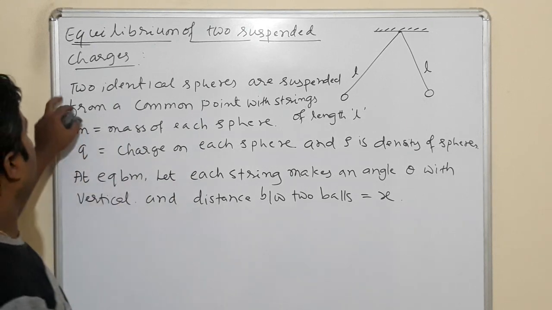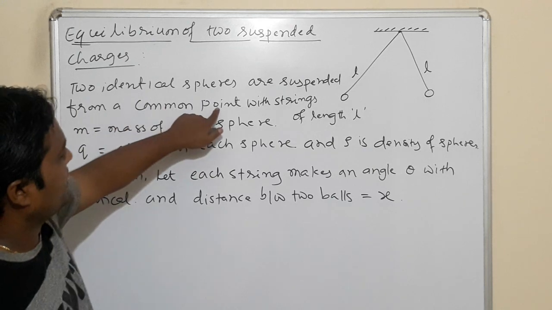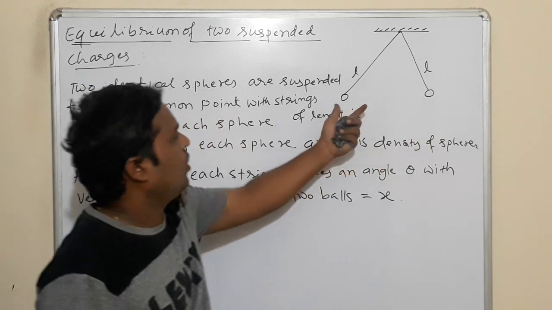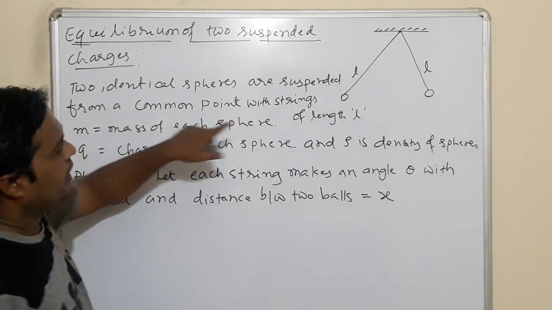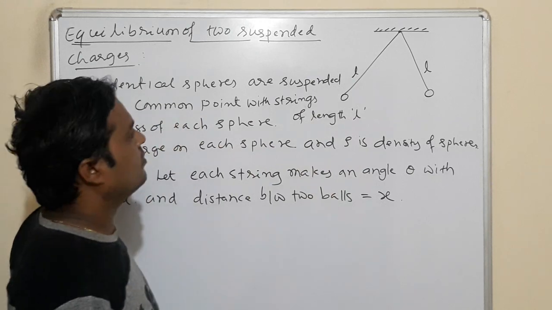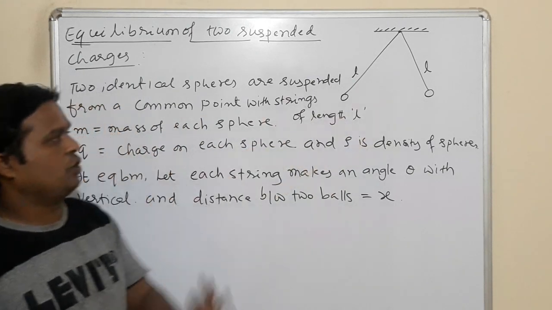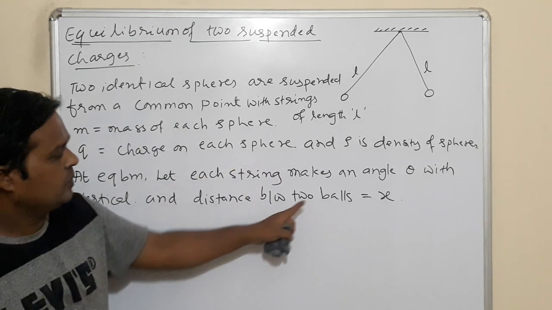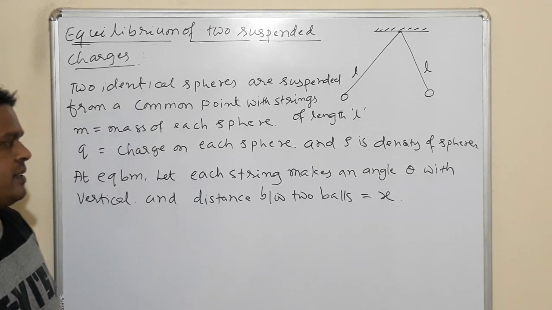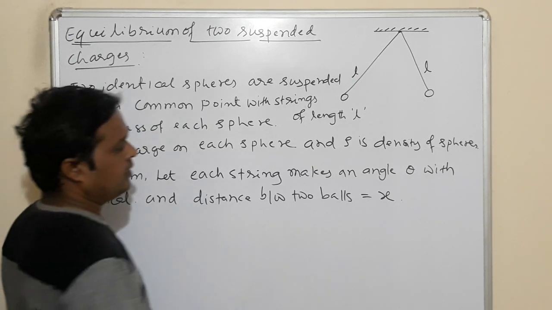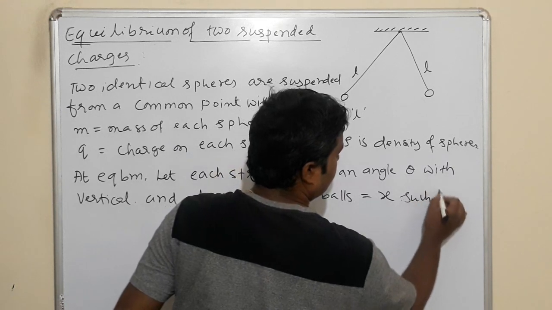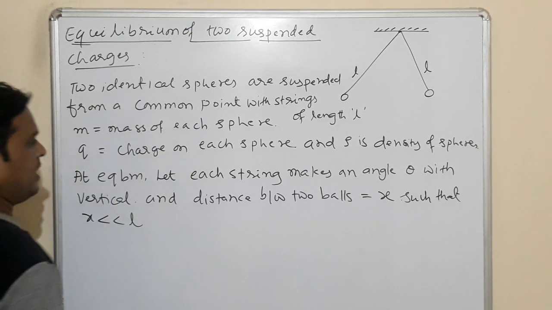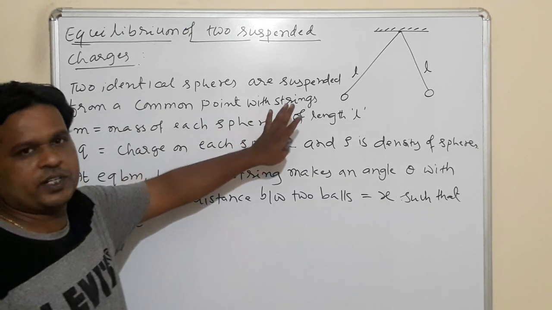Make a note of this. There are two identical spheres. They are suspended from a common point using two strings of length L each. Both the spheres are having a mass m, and both the spheres are having a charge q. Rho is the density of the sphere, and in equilibrium the distance between two spheres is x, such that x is very less compared to L. See, this is the situation.